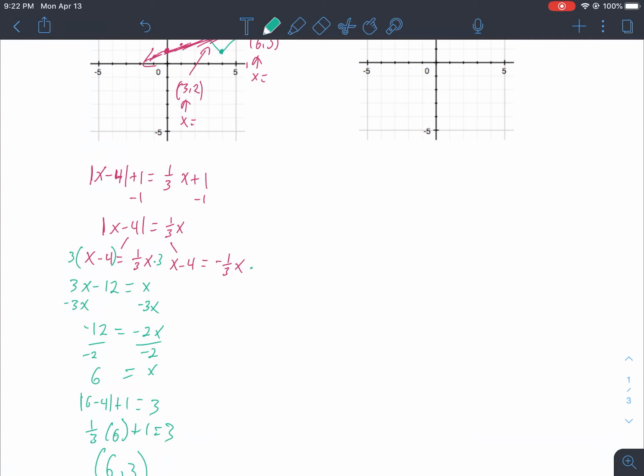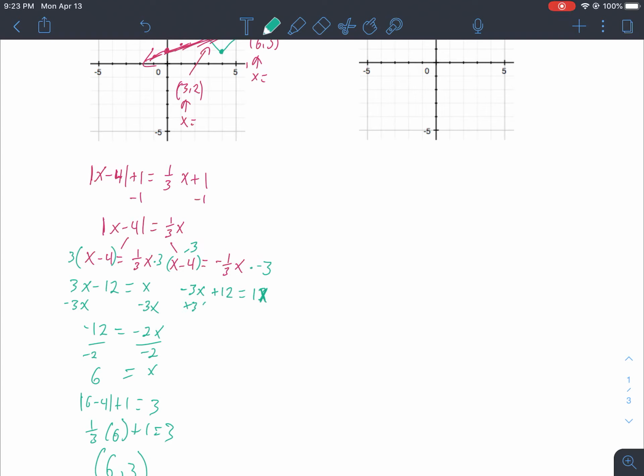Now on the right side, we want to multiply both sides by negative 3, remembering to distribute. So we get negative 3x plus 12 equals 3x. 1x, sorry. That should be a 1x. All right. Try that again, 1x.